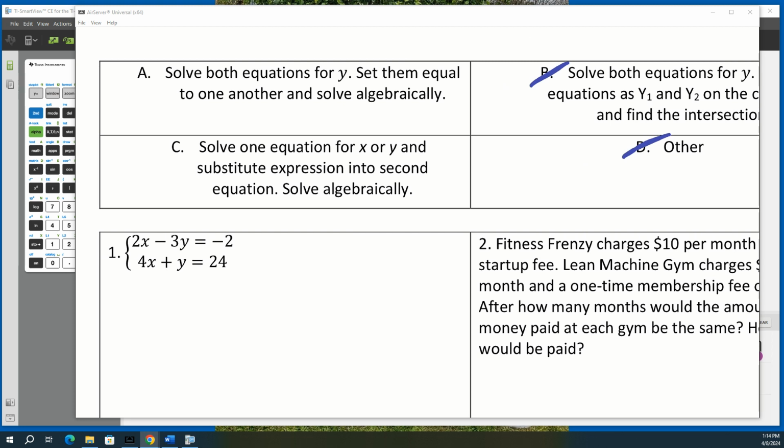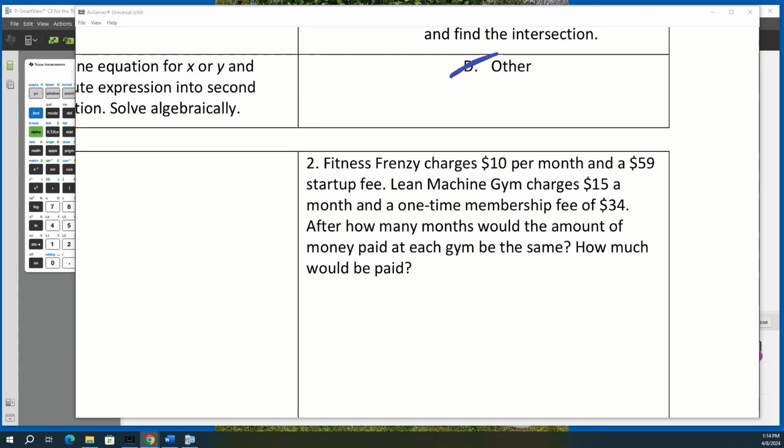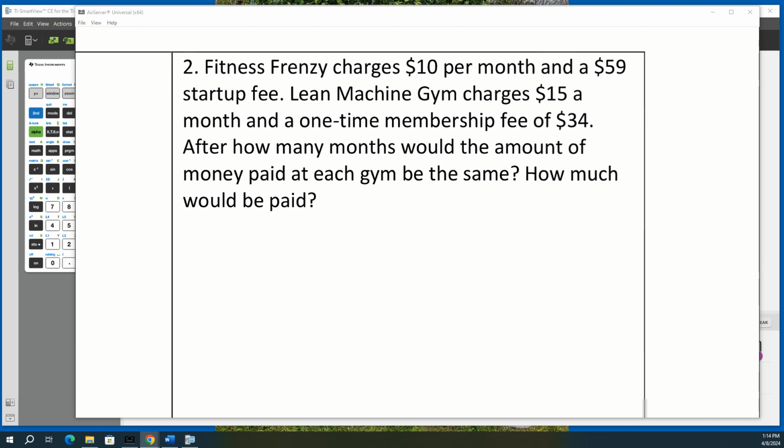So we are going to skip number 1 and go straight to Fitness Frenzy number 2. We're going to start off just by writing the system of equations, and then we'll decide which one of those we'll do, either A or C. All right, so Fitness Frenzy charges $10 per month and a $59 startup fee. So we're going to say that's y equals 10x plus the $59 startup fee.